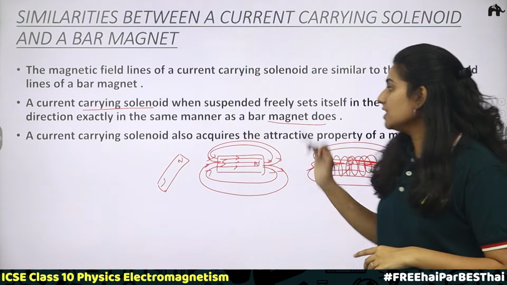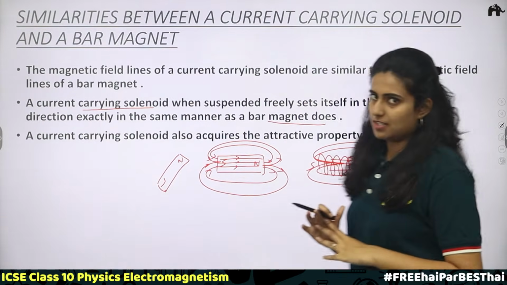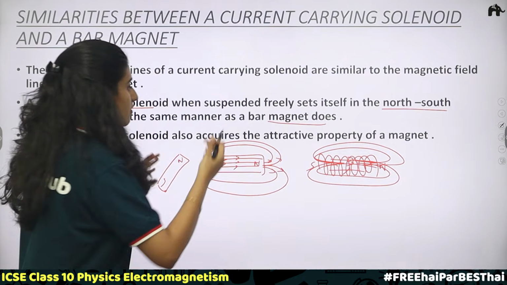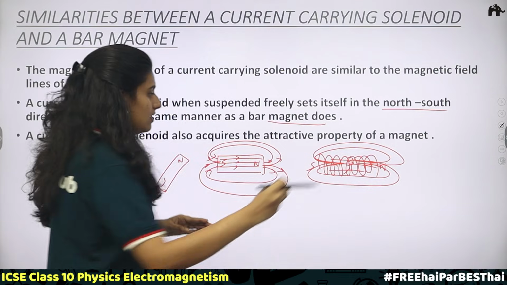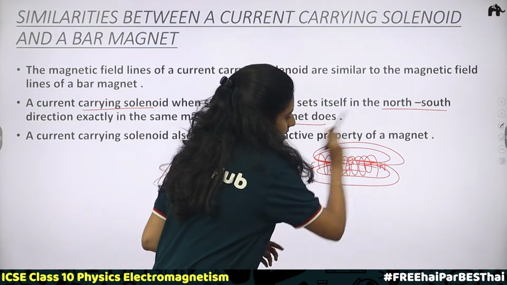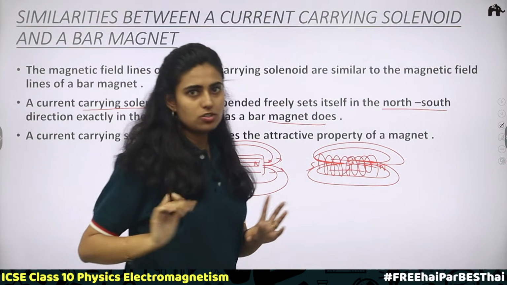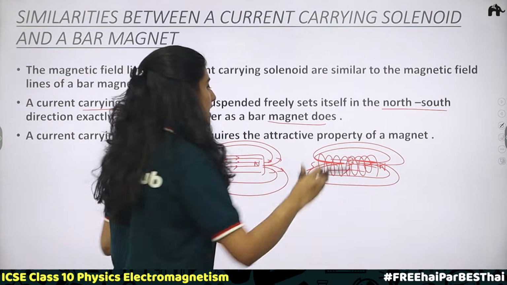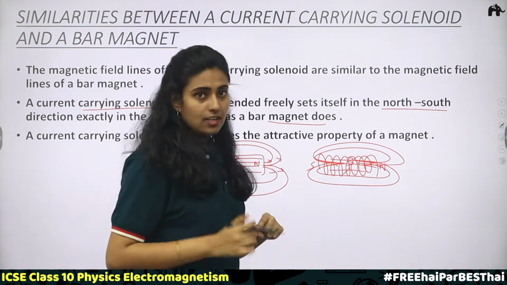Third point, a current carrying solenoid also acquires attractive property of a magnet. That is, a current carrying solenoid can act as a magnet. When you bring a safety pin or some metal piece in the vicinity of this solenoid, what happens? It will be getting attracted to the solenoid. Why? Because this current carrying solenoid is now acting as a magnet when electricity flows through a solenoid.